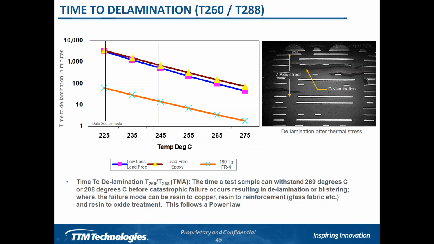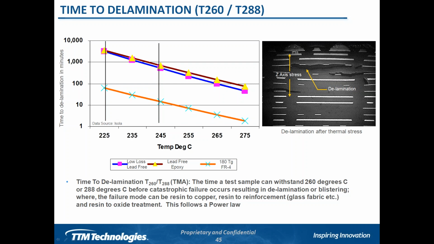And then finally, we define an item called time to delamination. And there's a couple of parameters that we use. So we have a value called T260. And the test for this is you put a sample on a hot plate that's at 260 degrees Celsius, and you observe the time it takes for that material to delaminate. All right. And this T260 number used to mean something in the old days, and I'm talking old days, maybe 10 years ago, because you'd have materials that failed.